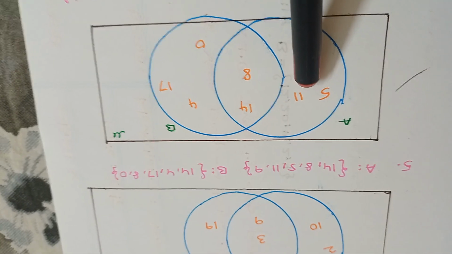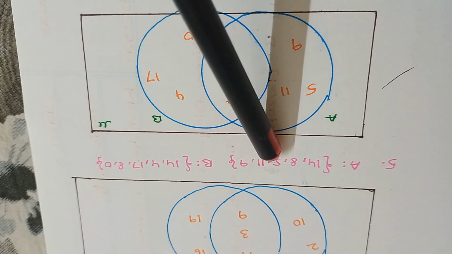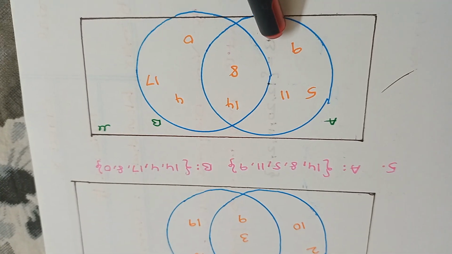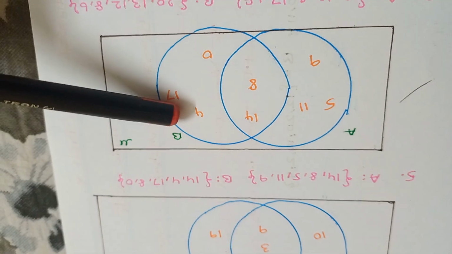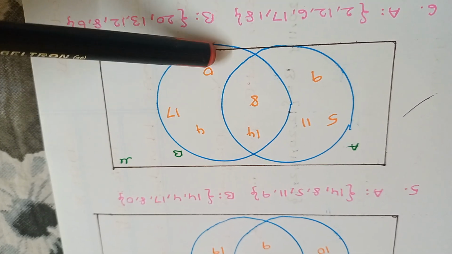What are the other elements other than 14 and 8? 5, 11, 9, we write in this region. Now what are the other elements in set B? 4, 17 and 0, we write in this part.